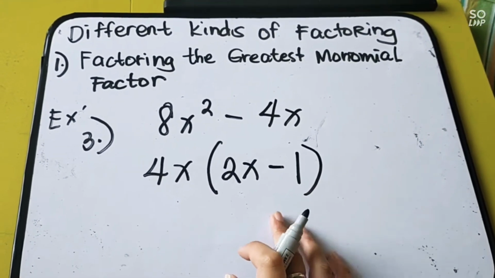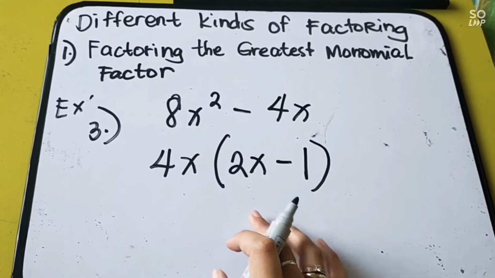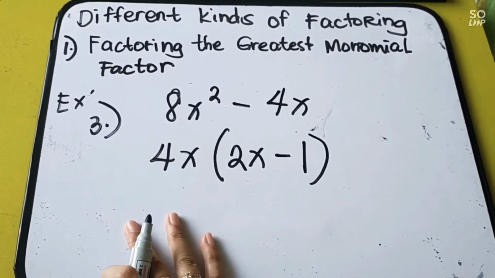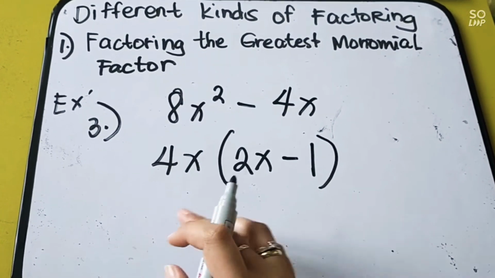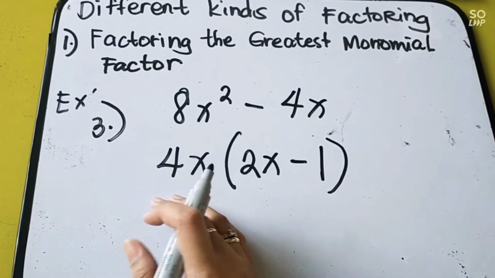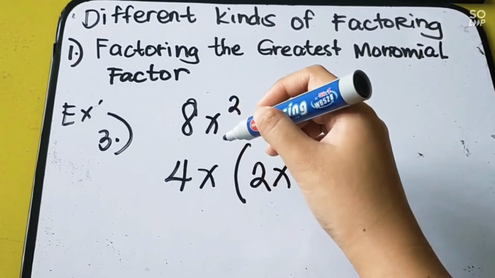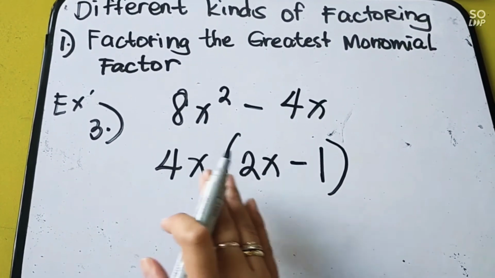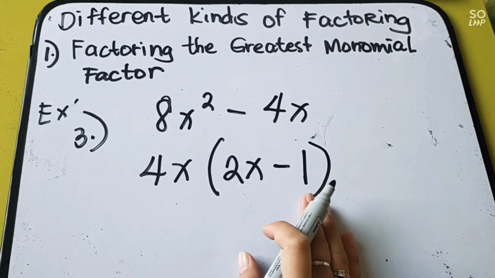How do you check if your answer is correct? The opposite of factoring is multiplication. Right? So, to check if your answer is correct, you are going to multiply 4x to 2x and 4x to negative 1.